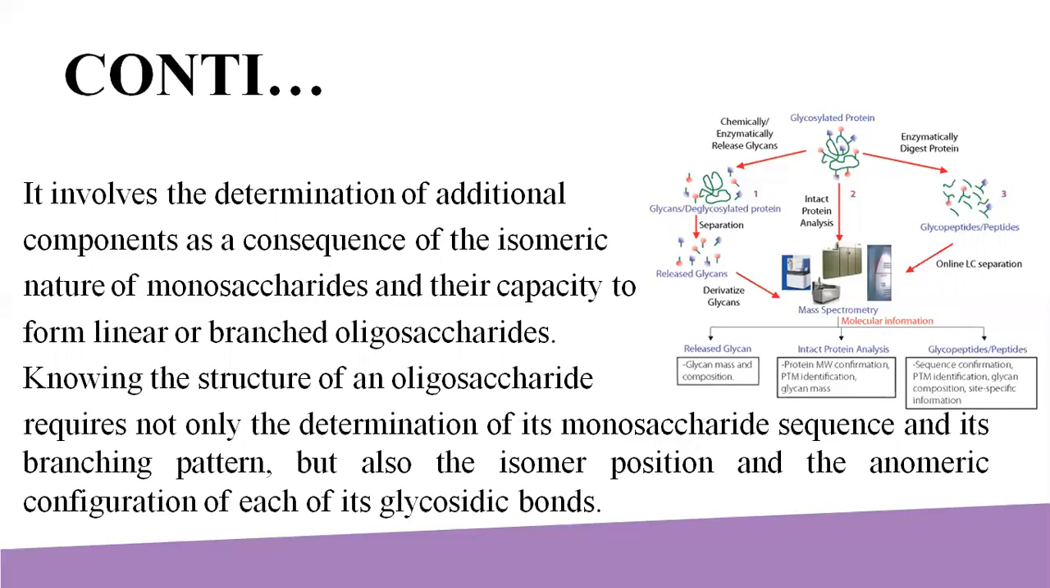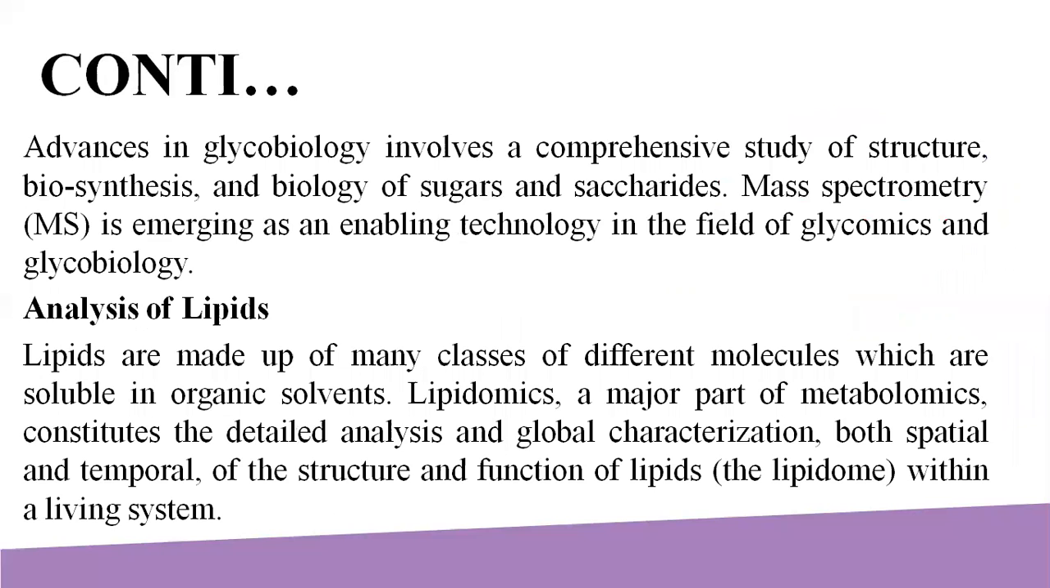linear or branched oligosaccharides. Knowing the structure of an oligosaccharide requires not only the determination of its monosaccharide sequence and its branching pattern, but also the isomer position and the anomeric configuration of each of its glycosidic bonds. Advances in glycobiology involve a comprehensive study of structure, biosynthesis, and biology of sugars and saccharides. Mass spectrometry is emerging as an enabling technology in the field of glycomics and glycobiology.